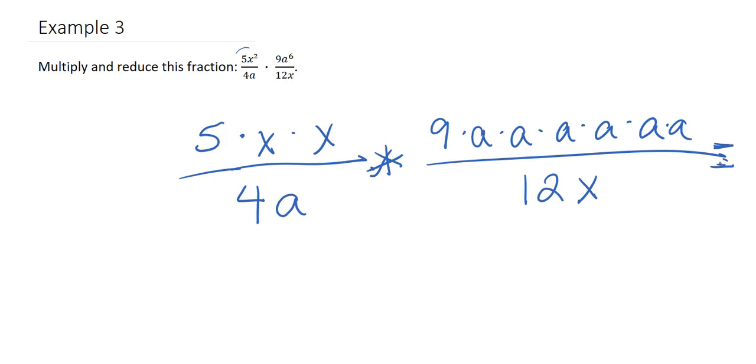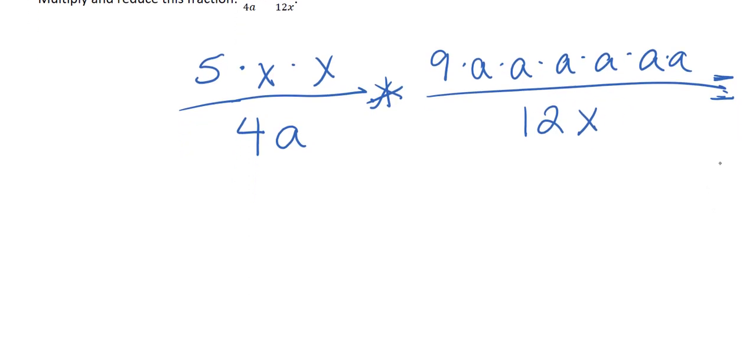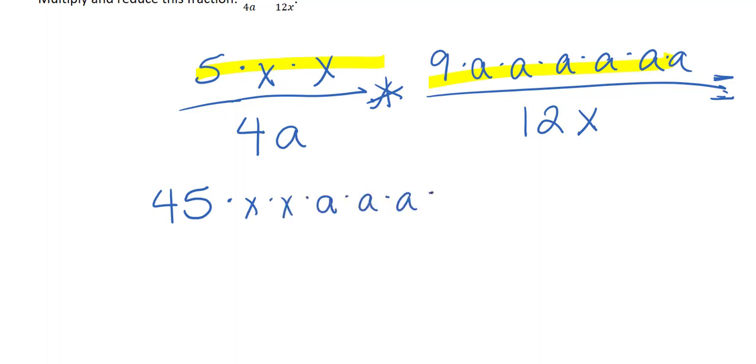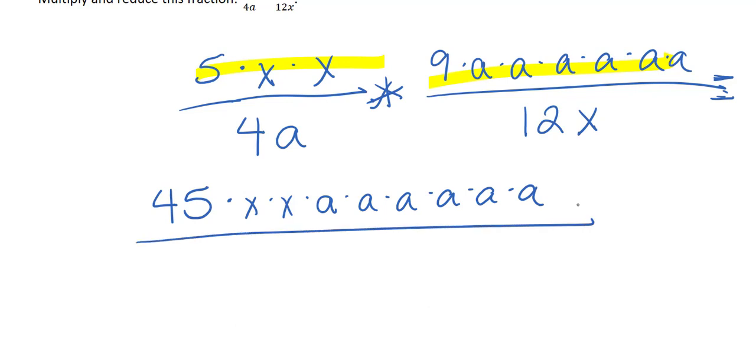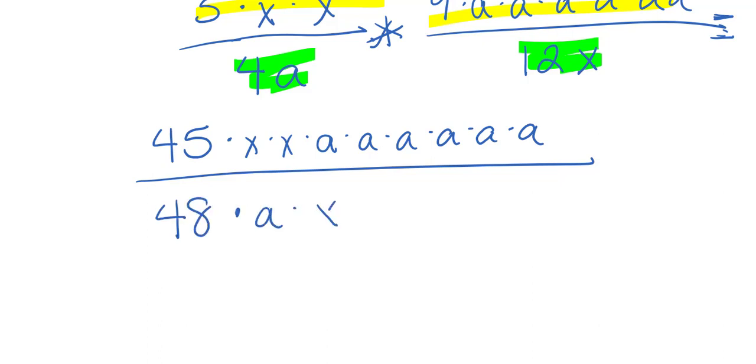Now let's go ahead and just multiply everything out, and then we'll reduce at the end. So we have 5 times 9, right? Because we're multiplying everything on the top. So we multiplied the numbers together. So what do we get? We get 45 then, and then we have x times x, and then we have 6 a's. And then on the bottom we have 4a times 12x. Well, 4 times 12 is going to be 48. And then we have a times x.